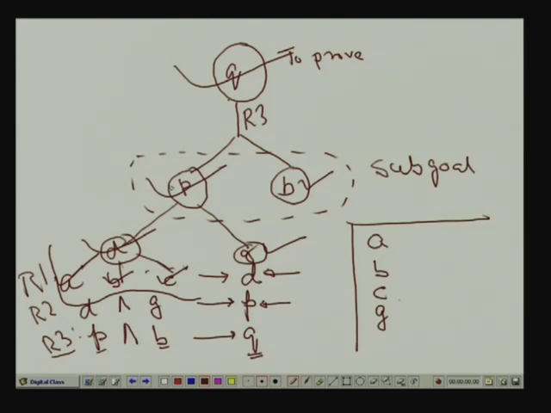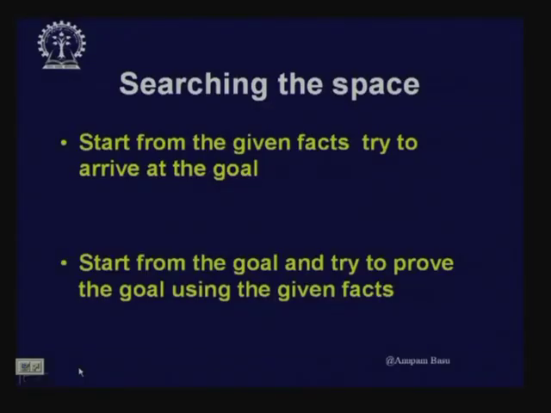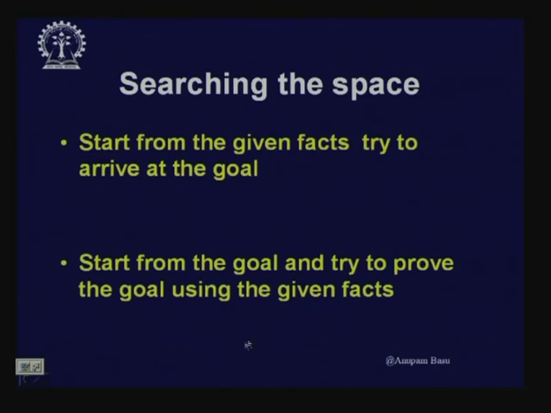So, we have seen two distinct ways of searching the space. Let us look at it here. The example that I have given must have made it clear. We start from the given facts and try to arrive at the goal. That is the first thing that we did. We started with A, B, C, and as soon as I saw A, B, C, I could derive D, and since D was there and G was also true, I could derive P, and since P was there and B is there, I have proved my goal Q.